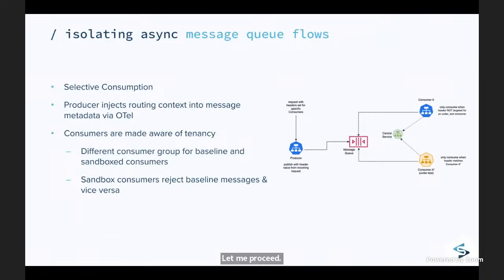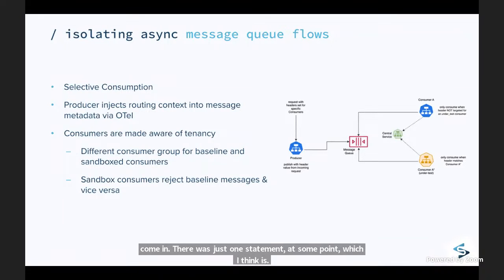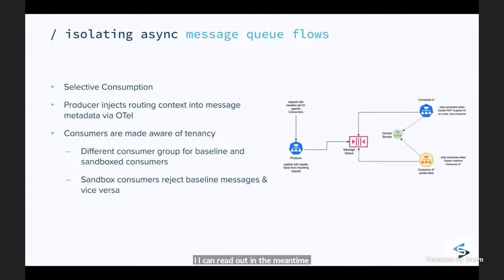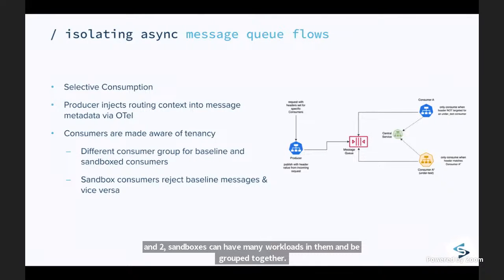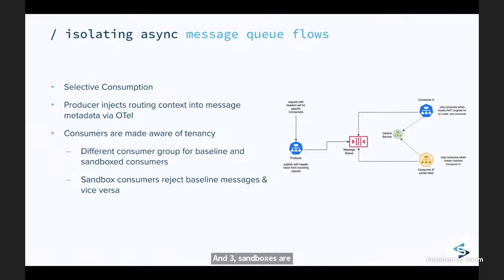So I'll keep an eye on the chat in case any questions come in. There was just one statement at some point, which I can read out in the meantime in case anyone has a question, from Scott Cotton: "Sort of blue-green, I think, but one, there can be many sandboxes, each with its own header, and two, sandboxes can have many workloads in them and be grouped together, and three, sandboxes are usually pre-merge, whereas blue-green is not."